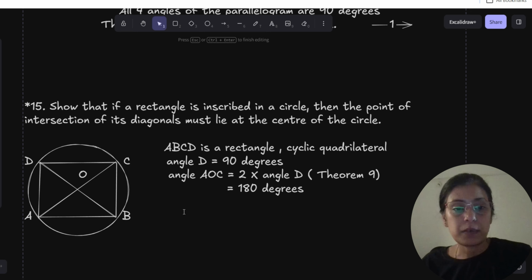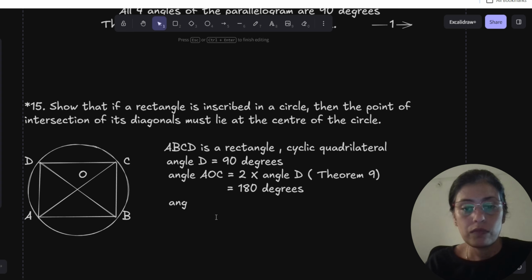And similarly, if we take BD, right? So this BD is angle BOD is equal to twice of angle C, and this is equal to again 180 degrees.